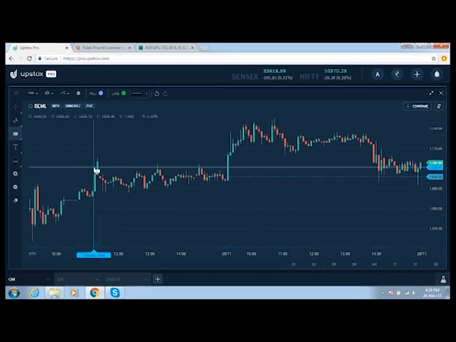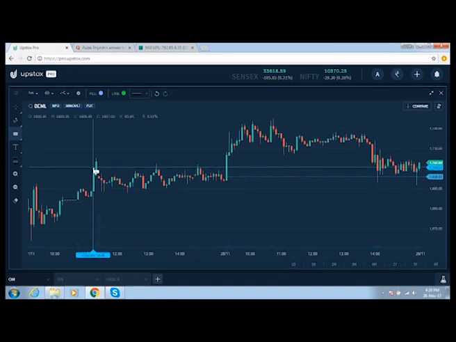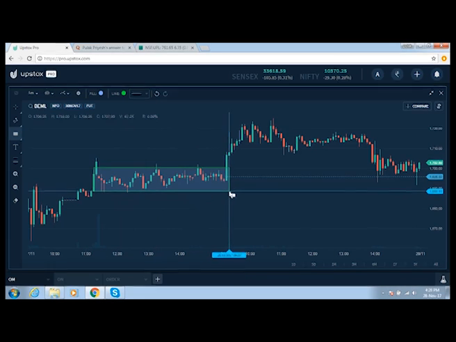Taking 1700 as a resistance level because of this continuous effort of moving upside from that level. So I'm taking this as a resistance, 1700. I'm taking the low of this candlestick as a support level. So the low here is 1688.64.